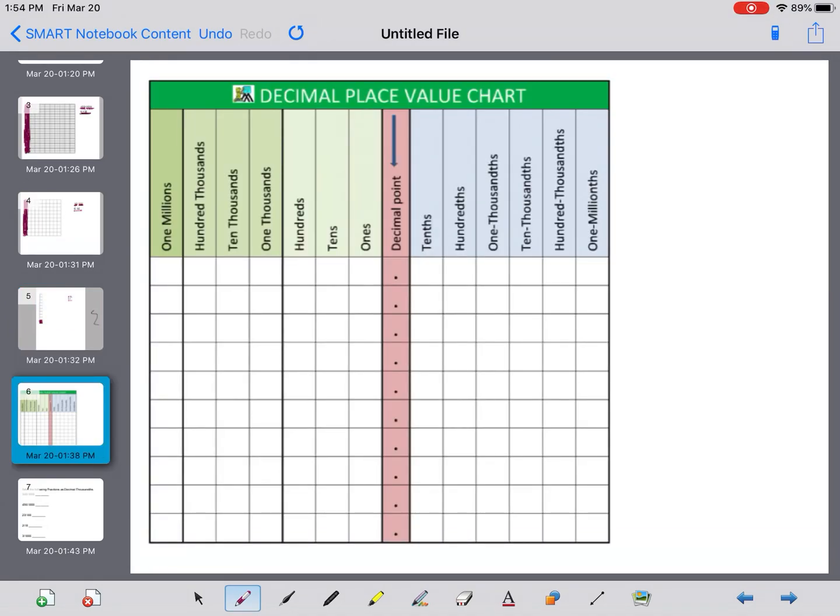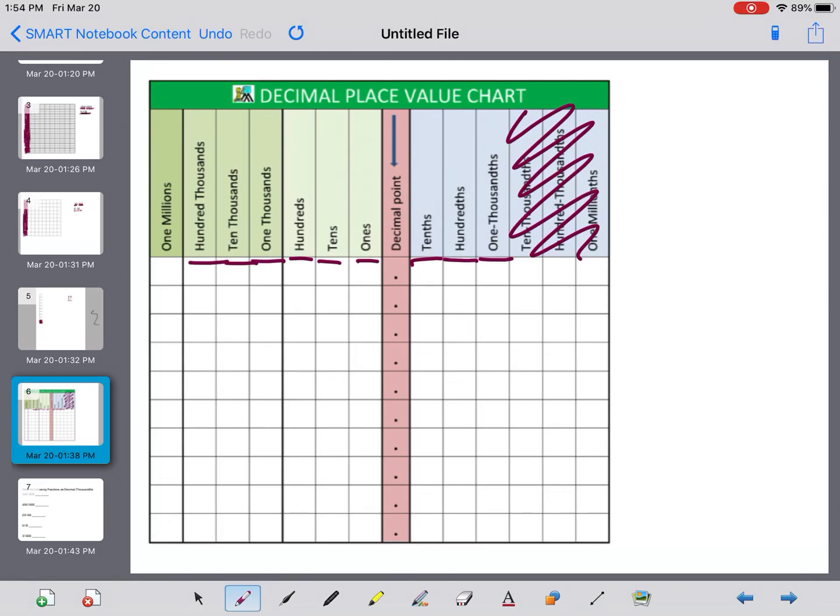Okay, if you're stuck on remembering place values like tenths, hundredths, and thousandths, we don't use these ones in grade 5, or even ones, tens, hundreds, thousands, 10,000s, 100,000s, or millions, I have added a decimal place value chart to the Google Classroom if you need to use it.